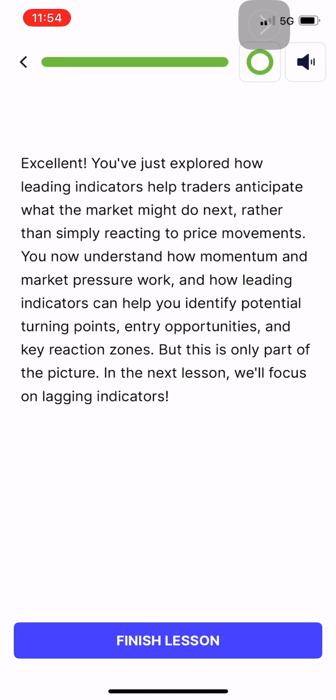But this is only part of the picture. In the next lesson, we'll focus on lagging indicators.